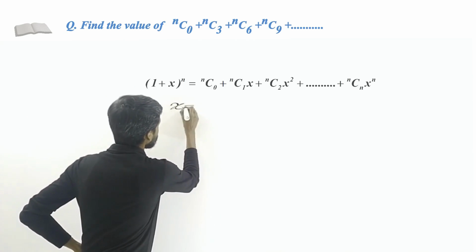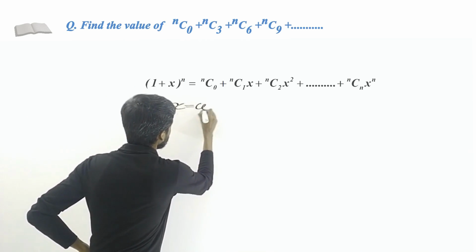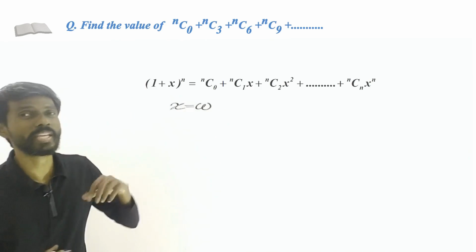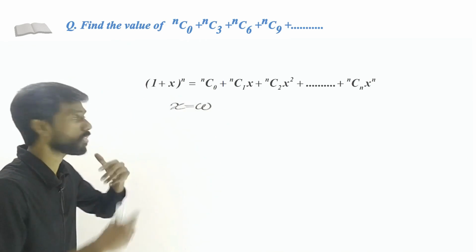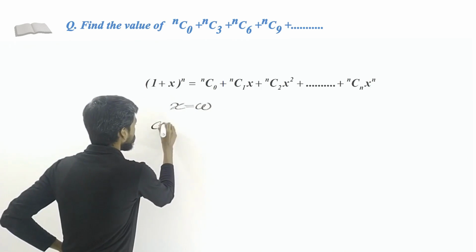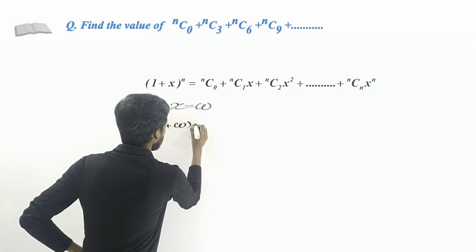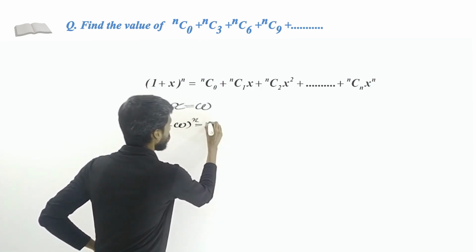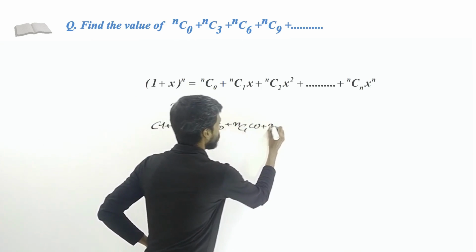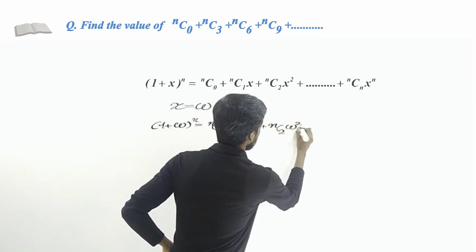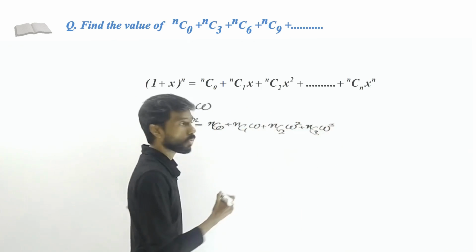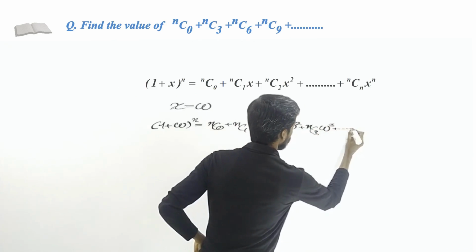So substitute x equal to omega. Omega is the cube root of unity, because we know that omega cube is 1, so it repeats after the power of 3. So x equal to omega. If you do the substitution in the same expression, we get 1 plus omega to the power n, that equals nC0 plus nC1 omega plus nC2 omega square plus nC3 omega cube, etc. So this is a simple substitution, cube root of unity.